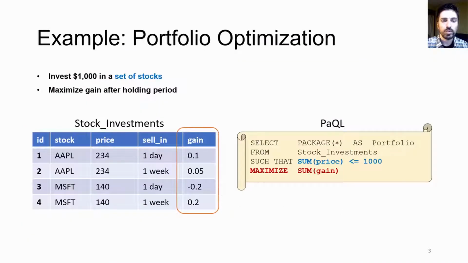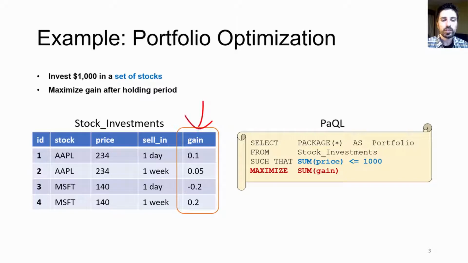In this talk, I will use the investment portfolio as a running example. Suppose you want to invest in a set of stocks. Your objective is to find the best set of stocks that, when sold back, will give you the highest possible return. This corresponds to selecting a set of rows from the stock investments table, with multiplicities corresponding to the number of shares per stock. We call such a set of rows a package.